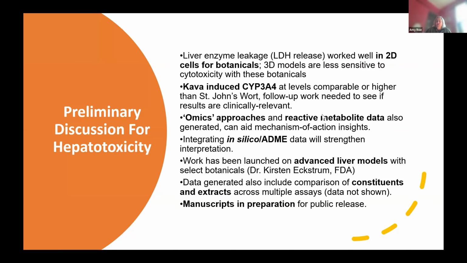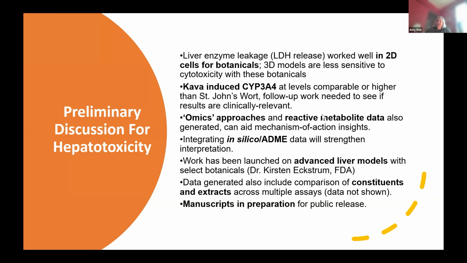And we're also excited that work has been launched with some advanced liver models with a few of our botanicals. This is being done at FDA by Dr. Kirsten Ekstrom, who's a member of our group. And so we're excited to see the results from her work.